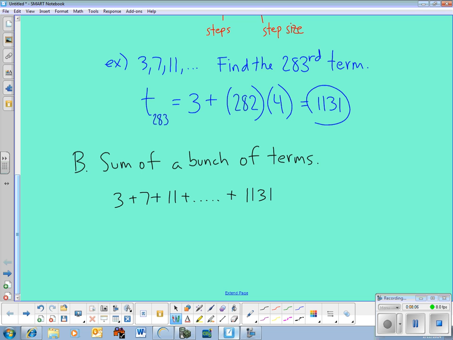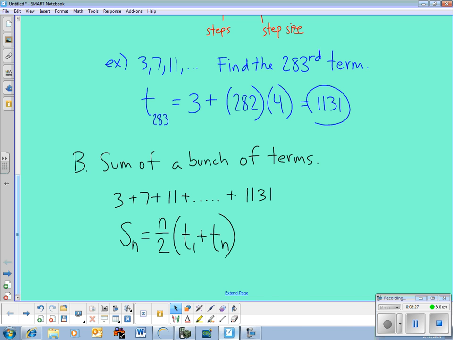So we can talk about this formula. There's a cool story behind it. I'll tell you in class, but here's the formula. n over 2 times T1 plus Tn. So if you have an arithmetic sequence or arithmetic series and you want to add it up, you need to know 3 things. You need to know how many terms you're adding up. You need to know what the first one is and what the last one is. If you know those 3 things, you can add up the series.